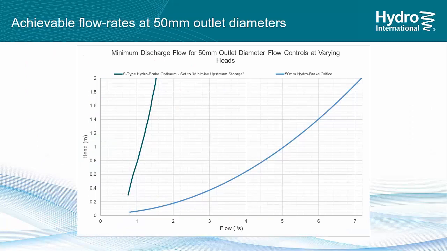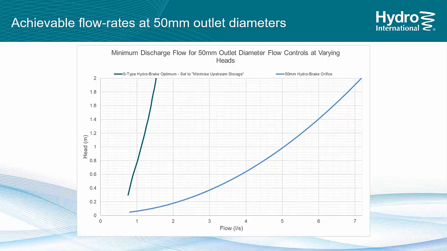This graph just compares two flow control designs, one being the Hydro-Brake Optimum, where we've set the unit to have a minimum upstream storage design, and a Hydro-Brake orifice plate, in which both units have a 50 mm outlet diameter. The two curves show the flow rate and head level design points that can be achieved. So for a 50 millimeter outlet Hydro-Brake Optimum, the minimum flow that we can have coming through the system is just below 0.8 litres per second at around a 0.3 metre head.